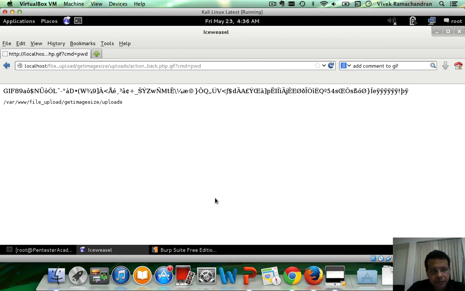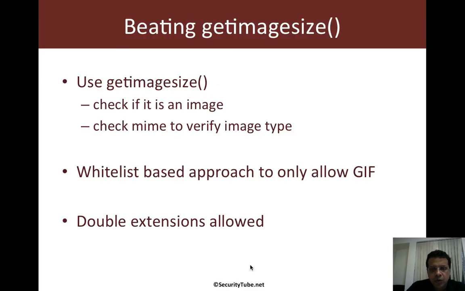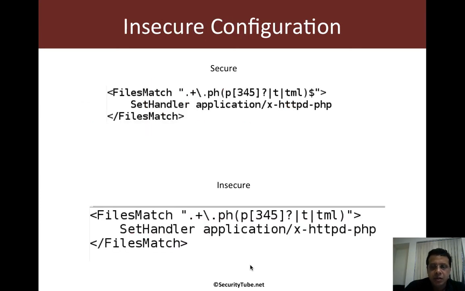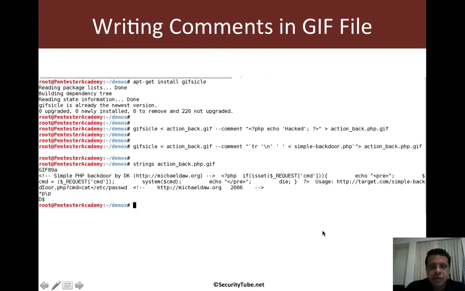Fantastic. So this is how one can evade the getimagesize check. In this case, we had both the whitelist as well as getimagesize. The only thing required was that double extensions were allowed to work with PHP, which was this configuration here below. I've also added all of these little statements in the presentation so that you can very quickly use them as a cheat sheet.